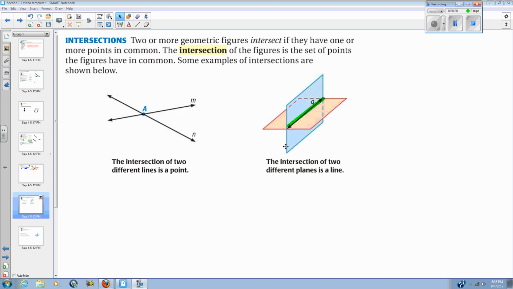When we have two planes that cross, their intersection is not a point but an entire line, because they share this line Q with each other. So line Q is in common with both planes, the blue and the red.